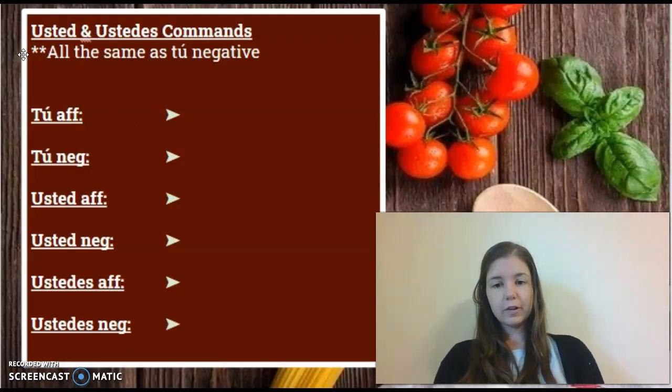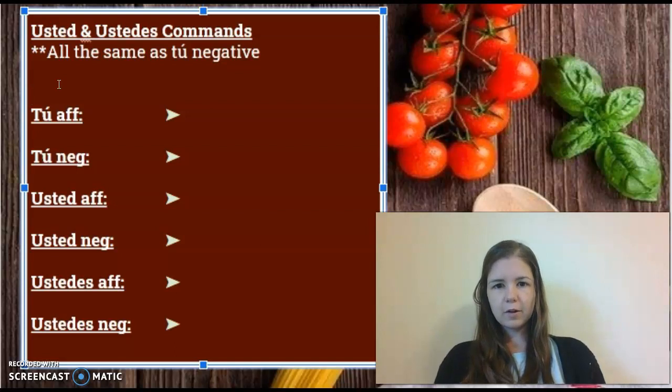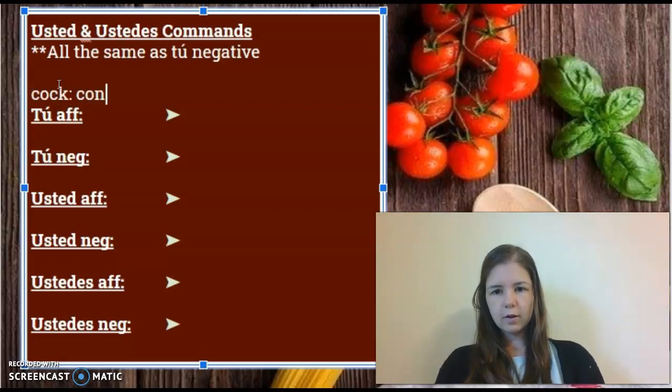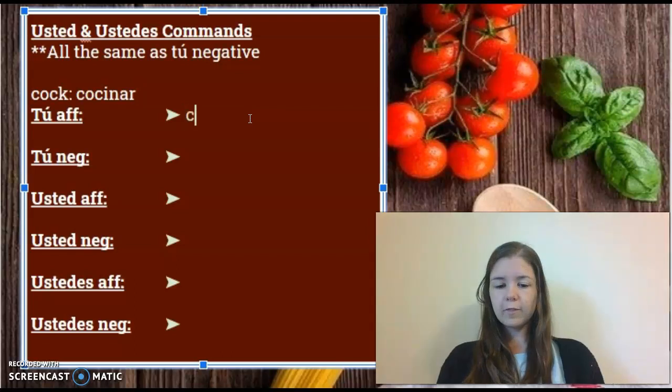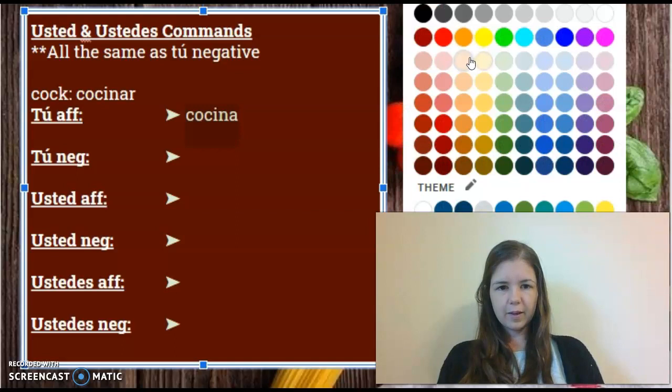I'm going to do some examples. So these are going to be the exact same as my tú negative commands. So let's say I'm telling someone to cook, that verb is cocinar in the infinitive form. So if I'm doing tú affirmative, that was one where it is really just the él, ella, usted form. I'd have cocina because it's an AR verb, so that one ends in a. So what's going to happen is this tú affirmative one is going to end up being way different from all the others.